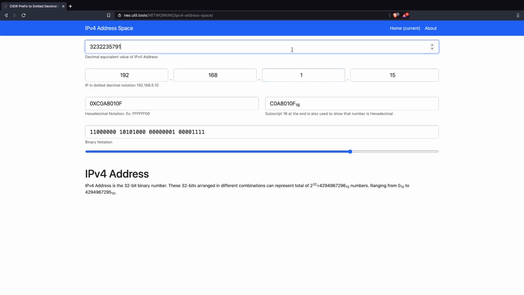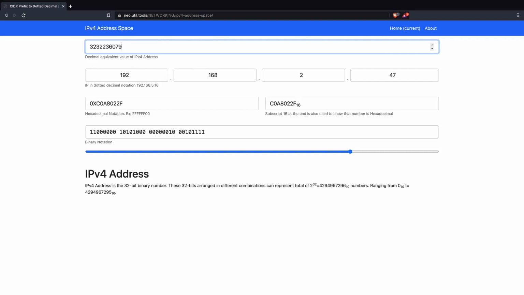As we go here, what is the next IP after 255 here? 192.168.2.0. Got it? That is how it is. It's just a pure number, counting from 1 to 4 billion. But we are representing it in dotted decimal.